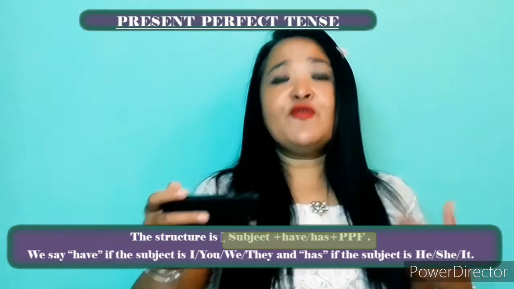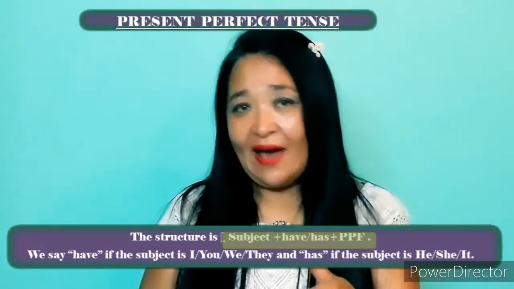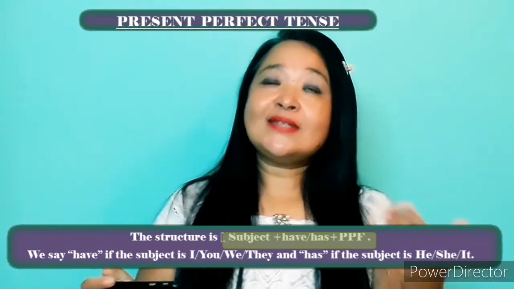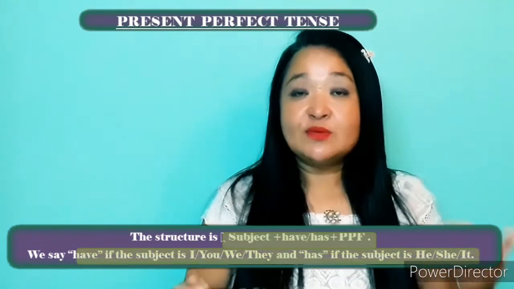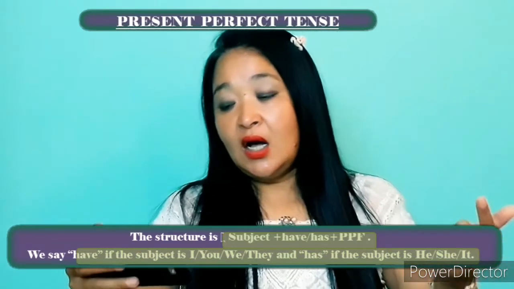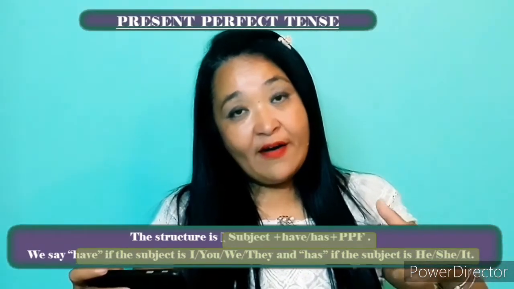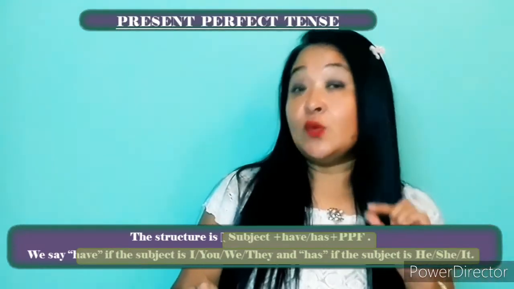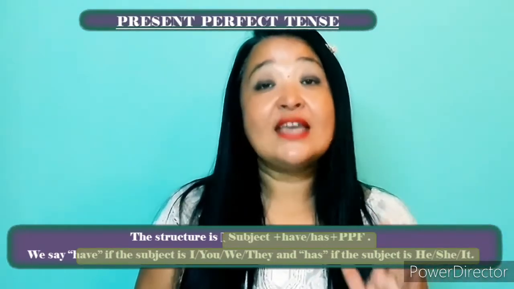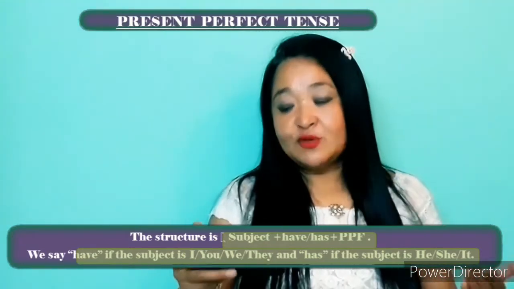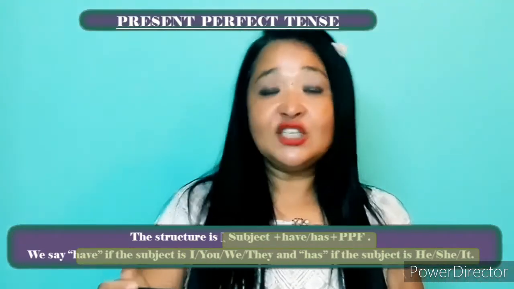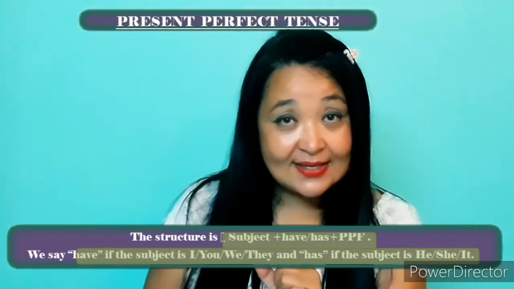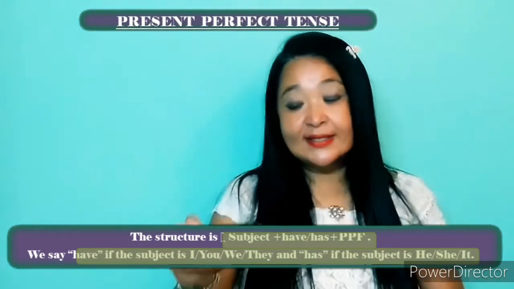Before that, I told you have or has, either have or has. When do we use have? We use have if the subject is I, you, we or they. If the subject is I, you, we or they, then we will use have, H-A-V-E. And if the subject is he, she or it, then we will use has, H-A-S. Okay, let's see the sentence examples.